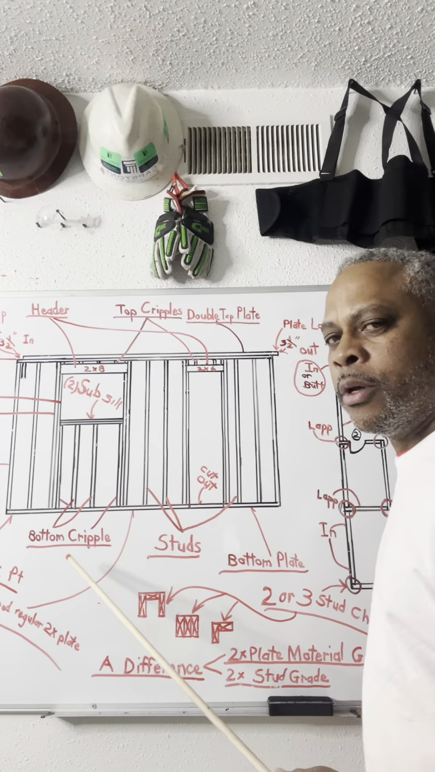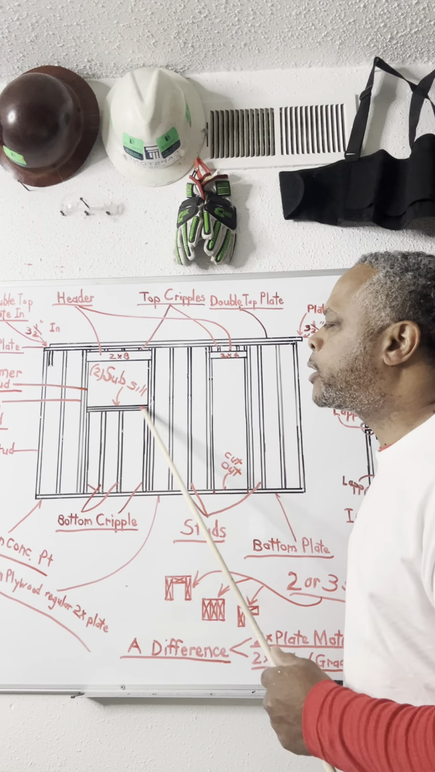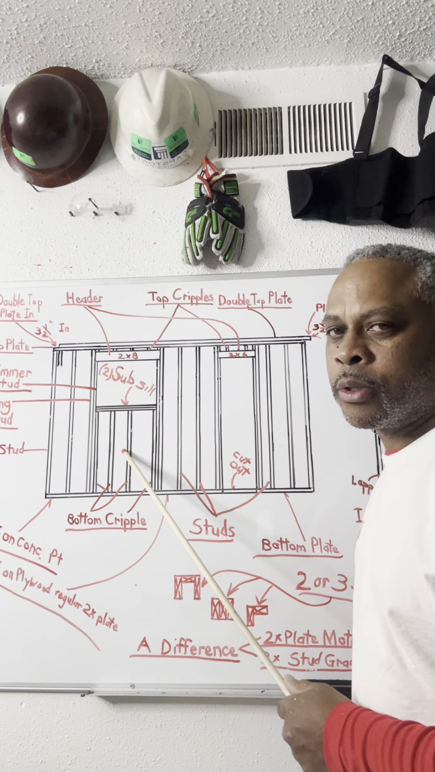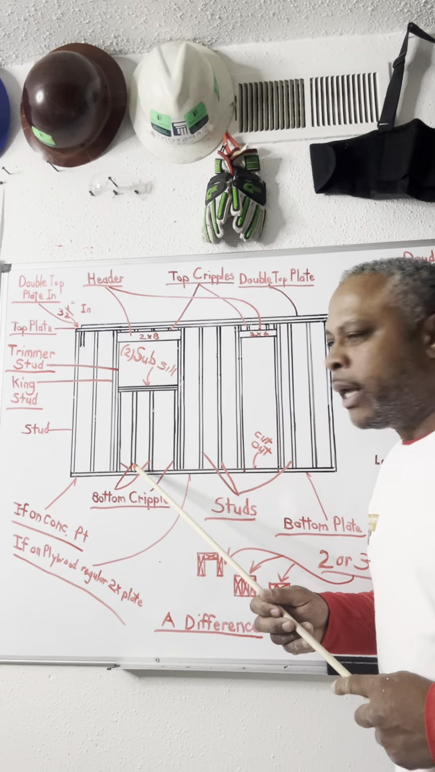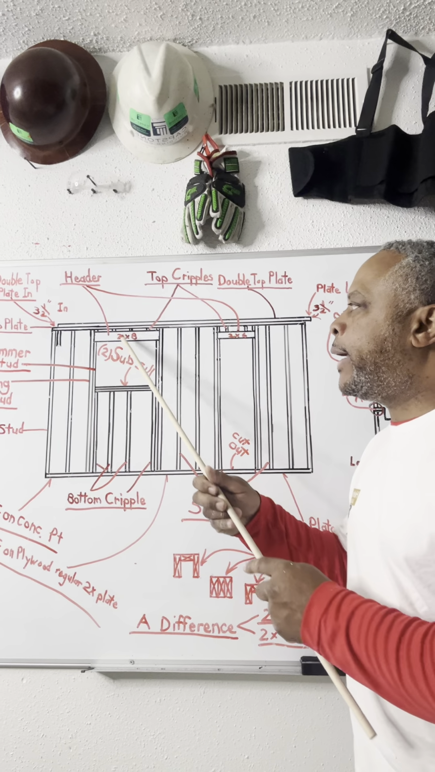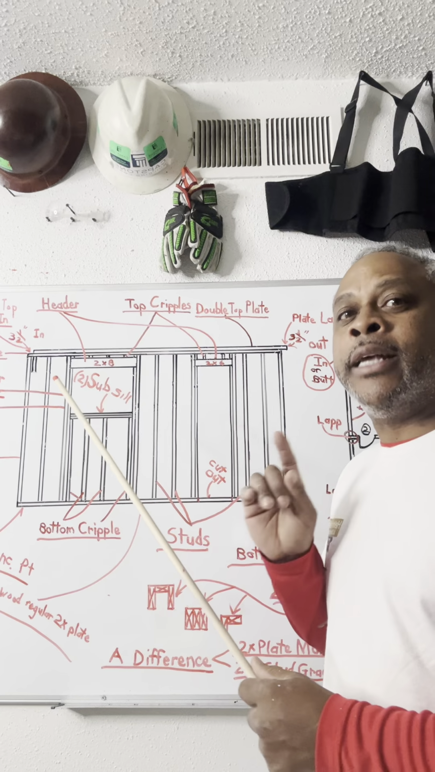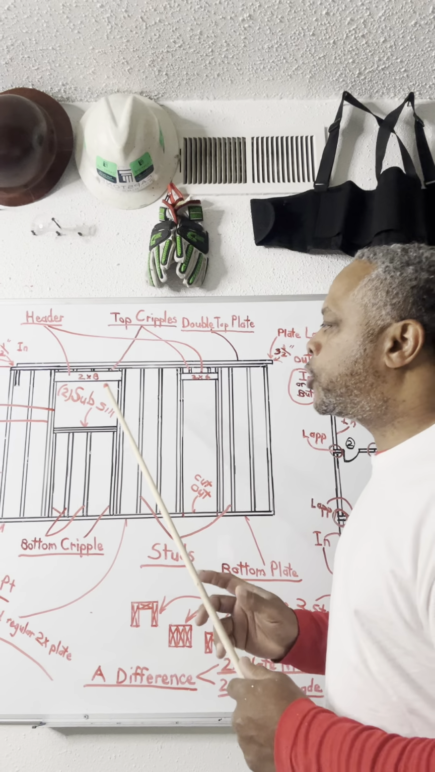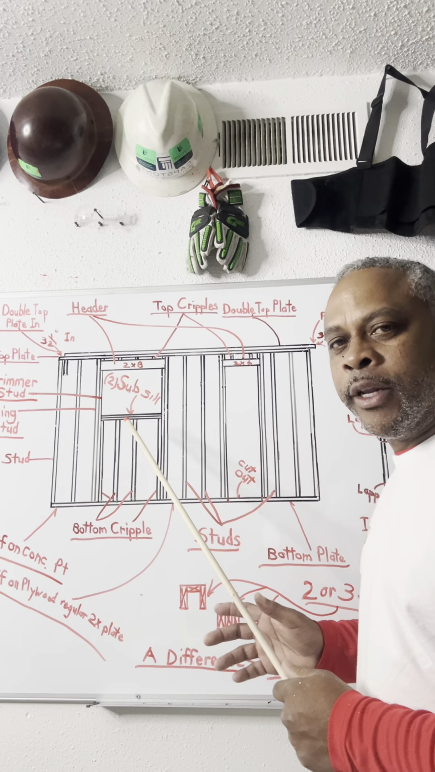Bottom cripples for your window. Your window must be supported. Your window sill must be supported by bottom cripples. BC. We're going to show you how to calculate and get this size here. And get the size of your top cripples. And get your header size. That's another video. Your sills are also going to be on that same video.